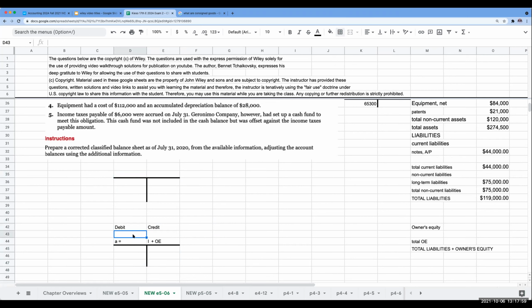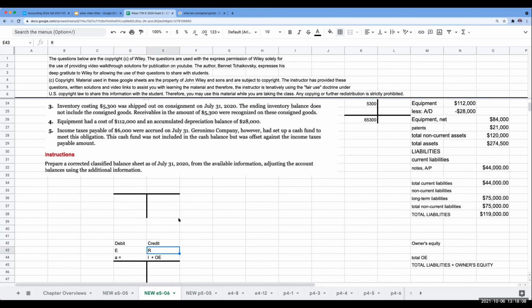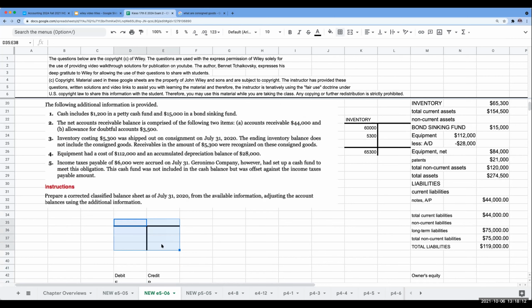So over here, and then where we don't want to end up is on the expenses and revenues. So my expenses are typically going to be recorded with debits, and my revenues will typically be recorded with credits. So when I look at the wording of number 5, it says that income taxes payable of 6,000 were accrued, and we had set up a cash fund to meet the obligation, right?